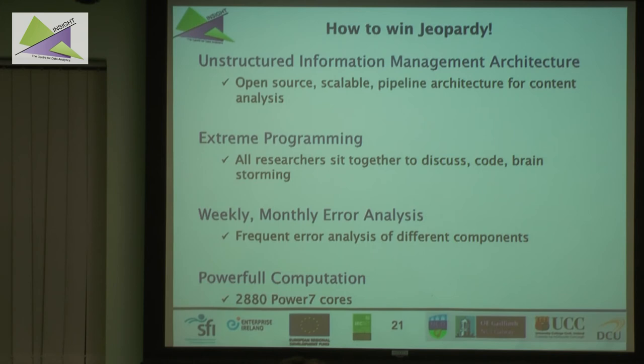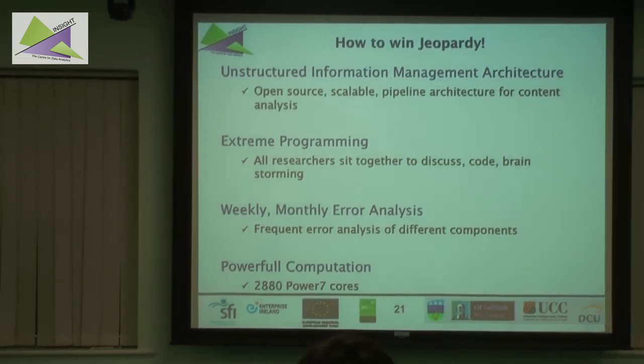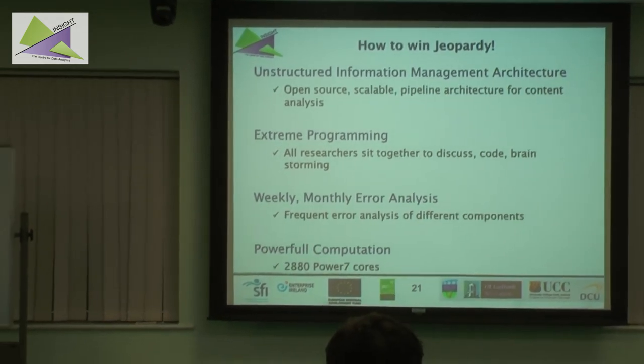So this slide shows what I feel made them win, and basically how you win Jeopardy. What did they do differently? One thing I feel they used is the UIMA architecture, the Unstructured Information Management Architecture. It's open source, scalable, parallel, and a nice pipeline architecture for content analysis.